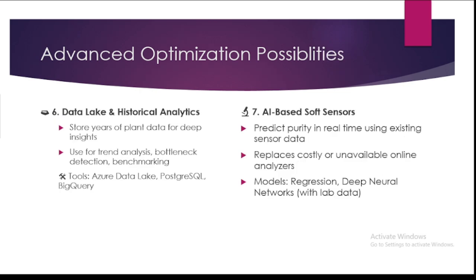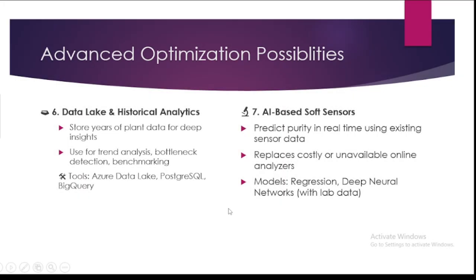These two are about leveraging the historical data and using the AI to fill instrumentation gaps. Data lake and historical analytics store years of plant data to analyze trends, detect bottlenecks, and benchmark performance. AI based soft sensors use ML models to estimate purity in real time. No need for expensive analyzers. Both help unlock deeper insight and smarter control using data we already have.